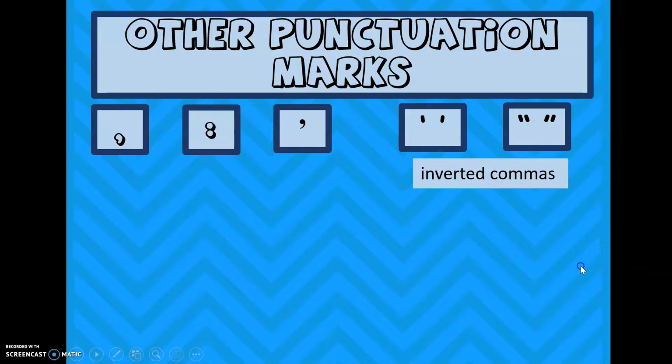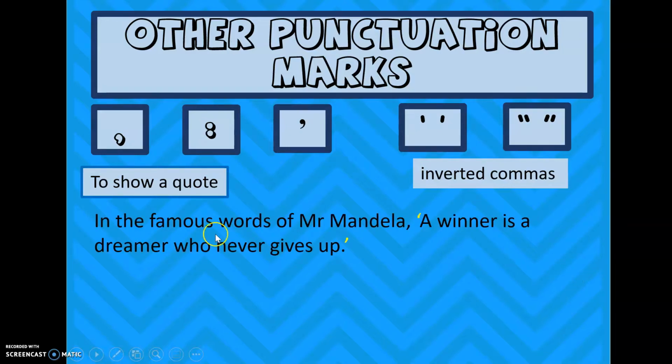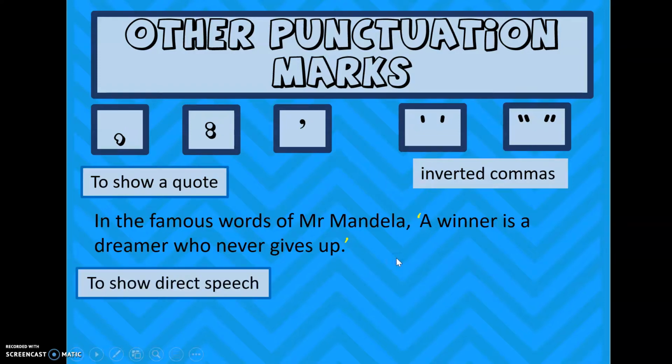Other punctuation marks that we've learnt about are inverted commas. They show a quote. This is the one we've learnt about mainly, especially when answering a comprehension. In the famous words of Mr. Mandela, comma, and then you'd put your inverted commas, "A winner is a dreamer who never gives up," and close your inverted commas. It is very important when you're doing a comprehension that you use inverted commas, especially if it says, quote from the passage, the line that tells us that Max is happy. Then we can put the quote marks around it.